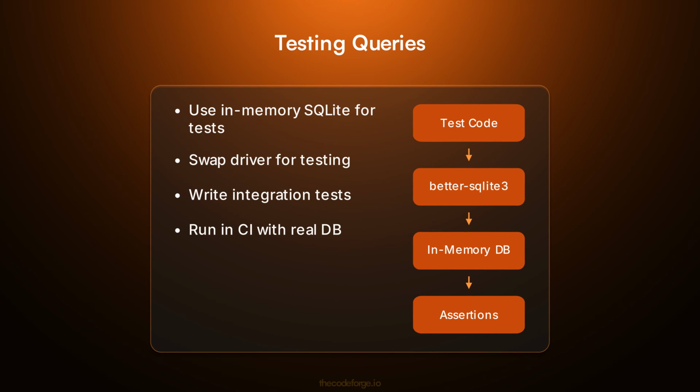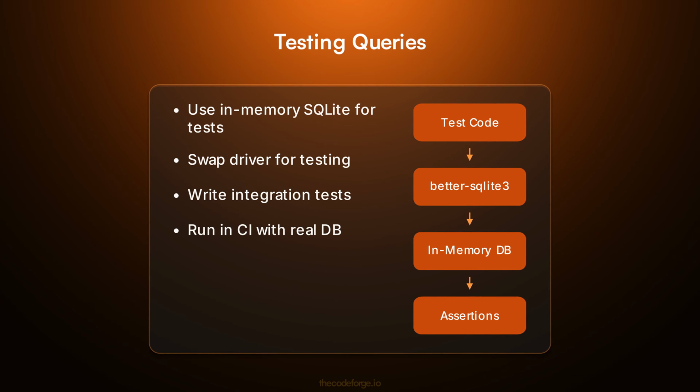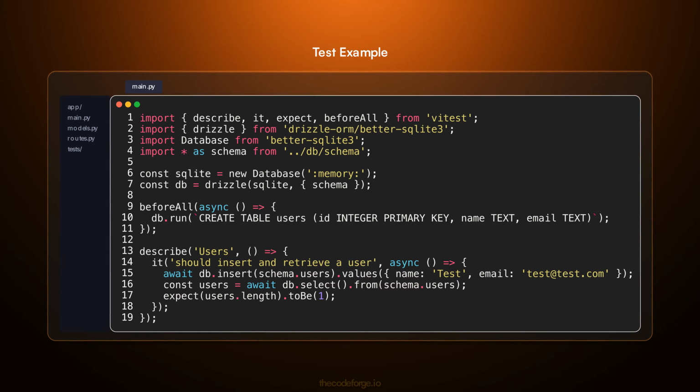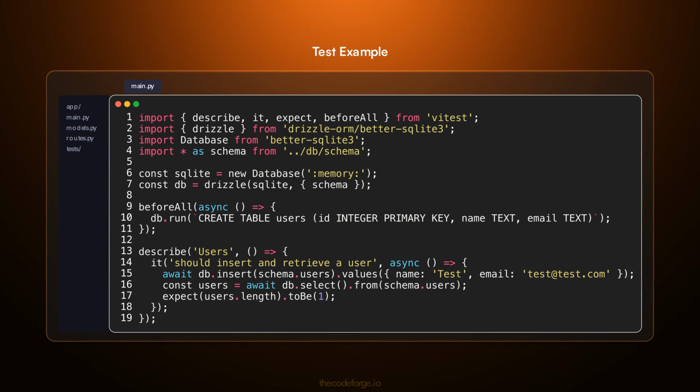Write integration tests for your database layer using a test database or in-memory SQLite. Drizzle's driver-agnostic design allows swapping to better-sqlite3 for testing. This test uses an in-memory SQLite database to test insert and select operations. In-memory SQLite is fast and isolated, perfect for unit tests.